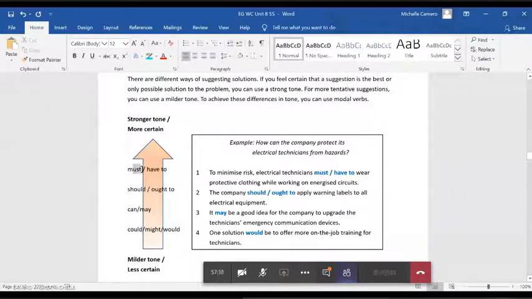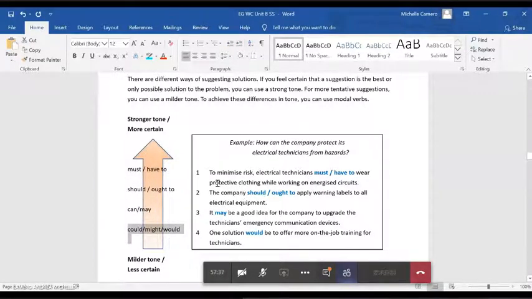You use words like must or have to, that's for quite a strong tone, or should or ought to. Then when you want to use can, may, could, might, or would, these are more for milder ones when you're maybe not so sure. So this would be the strongest, and this would be the mildest, and then these are just kind of in between, okay?